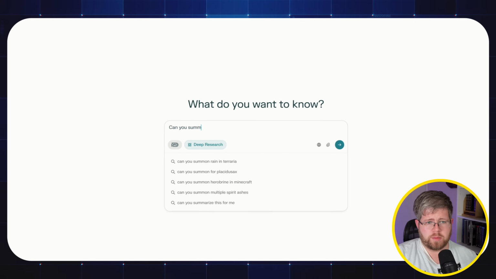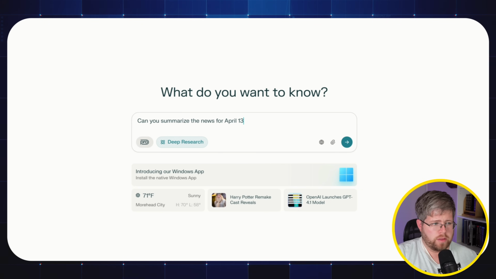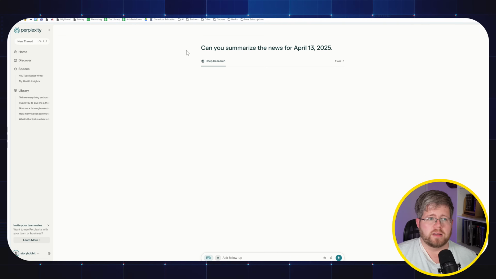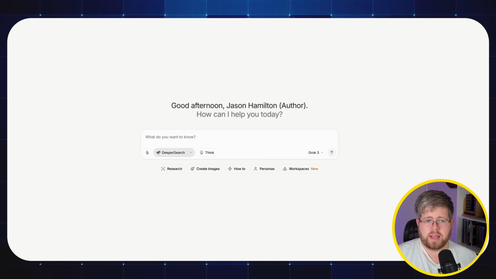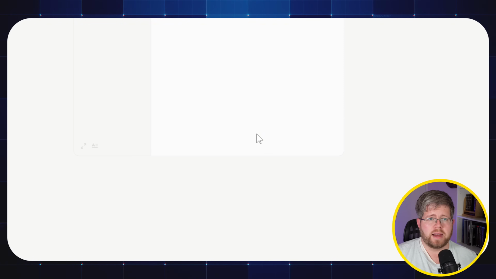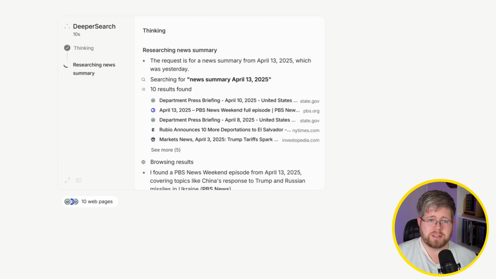Can you summarize the news for April 13th, 2025? That's yesterday as I'm recording this. We'll do that with deep research. And then let's go to Grok and give it the same query with deeper search selected and see what it gives us. So Grok even says the request is for a news summary from April 13, 2025, which was yesterday. So it does know the accurate date here. It's looking up a lot of the news.